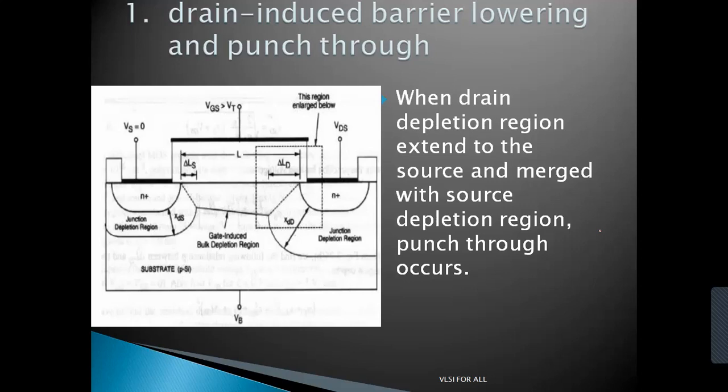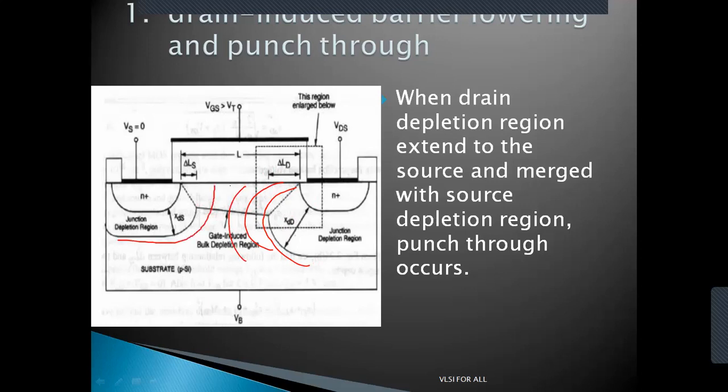First of all, what is punch through? In this figure, we can understand that if we increase the depletion width continuously, then at a time, the source depletion region will be merged with the drain depletion region. Then there will be no conduction path between the source and drain, or we can say there will be no or negligible inversion layer between the source and drain. This is called punch through effect.